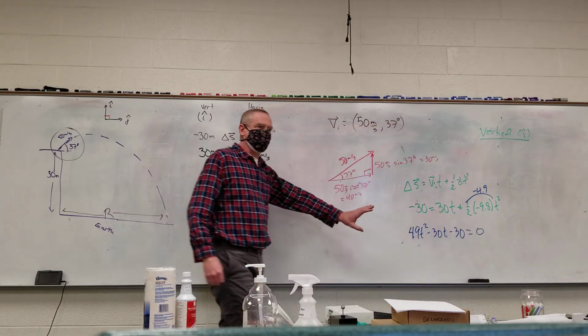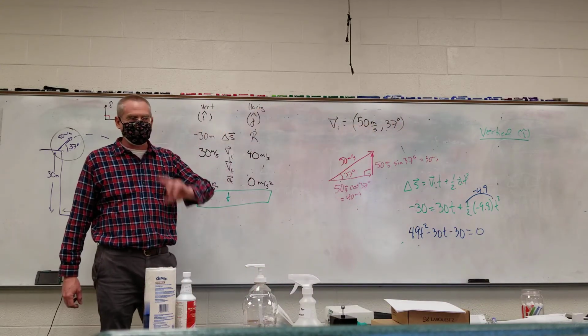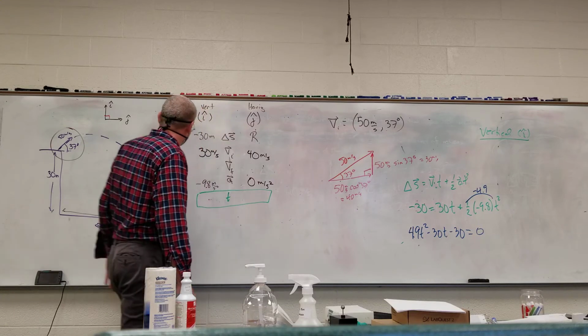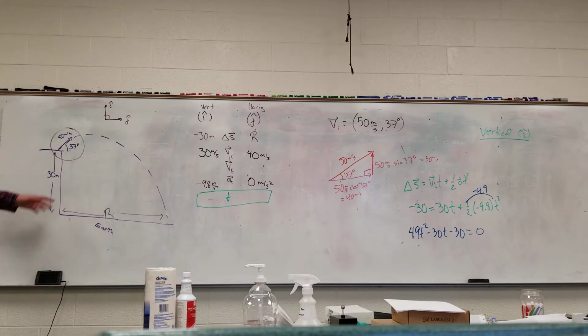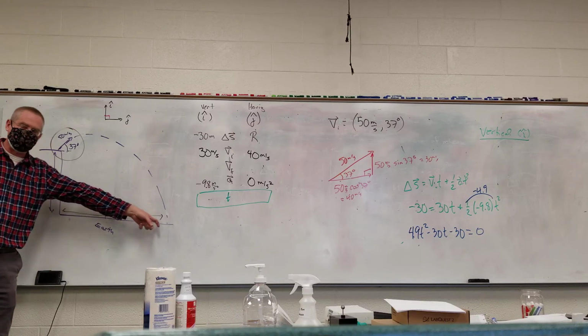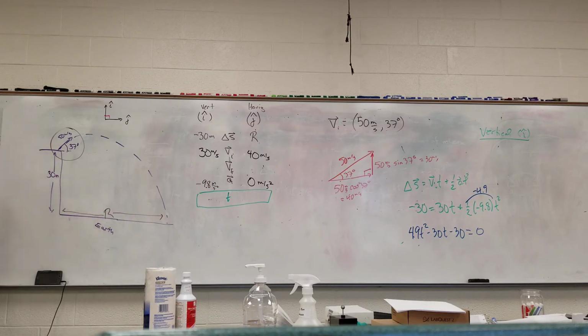So before we proceed, a couple questions I want you to ask yourself. Is this a physically viable problem? Is it possible I can stand on top of a cliff, throw an object with some speed so that it lands somewhere at the bottom of the cliff? Yes. So if I get a negative under the radical, that would mean I made a mistake somewhere, because this should happen.